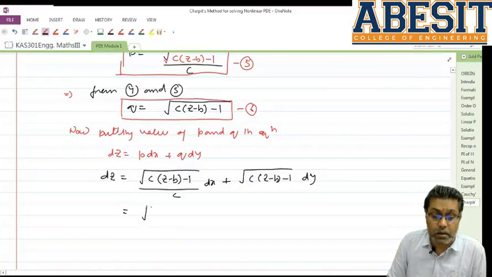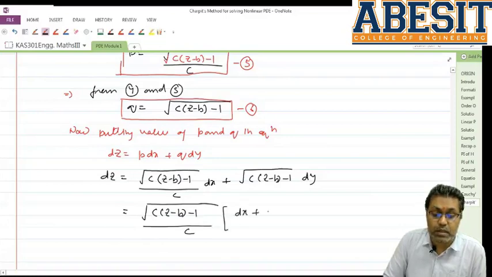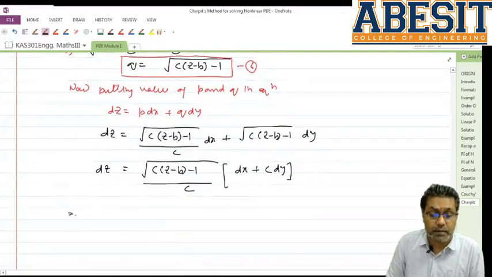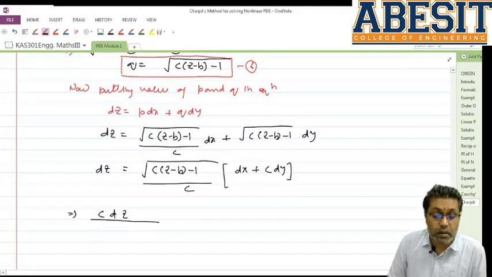सो वी विल गेट अंडर रूट c z माइनस b माइनस 1 डिवाइडेड बाई c भी कॉमन ले लेते हैं. ब्रैकेट में आपको यहाँ पे मिलेगा dx प्लस c dy इक्वल टू dz. इस क्वांटिटी को इधर लेके जाएंगे, तो वी विल गेट c dz, दिस इज अंडर रूट c z माइनस b माइनस 1 इज इक्वल टू dx प्लस c dy.